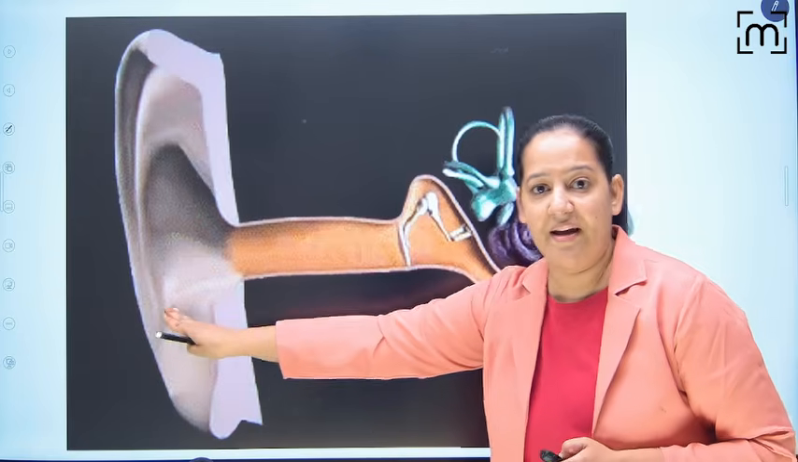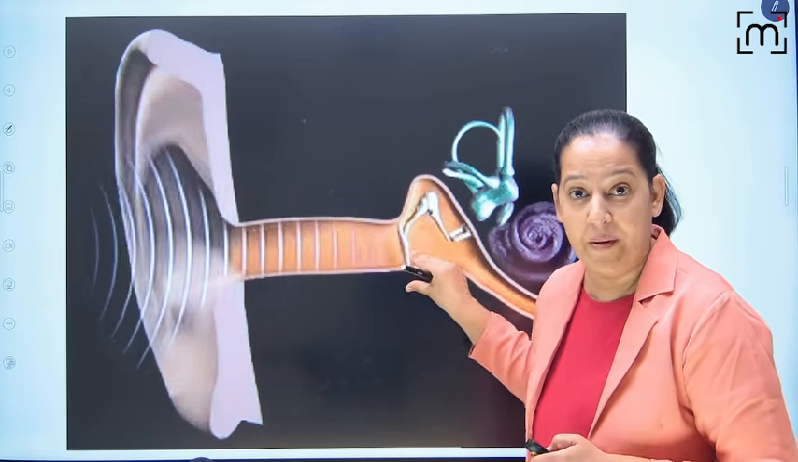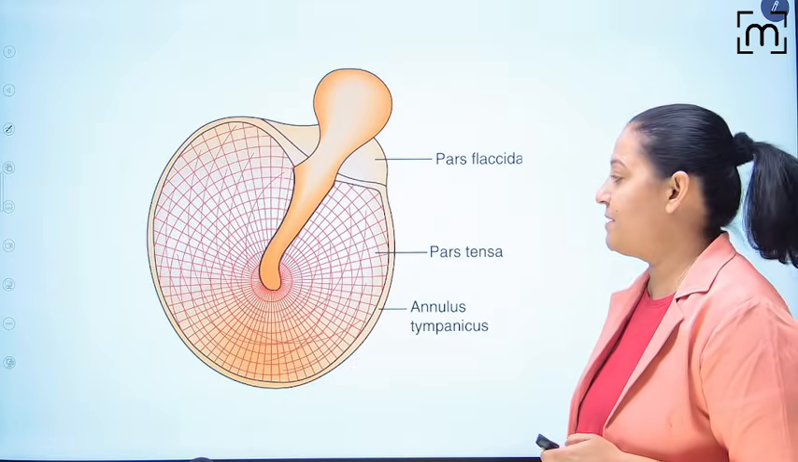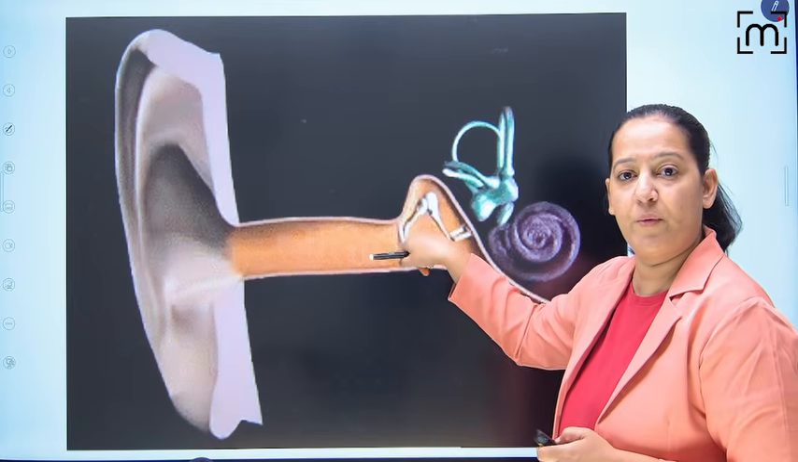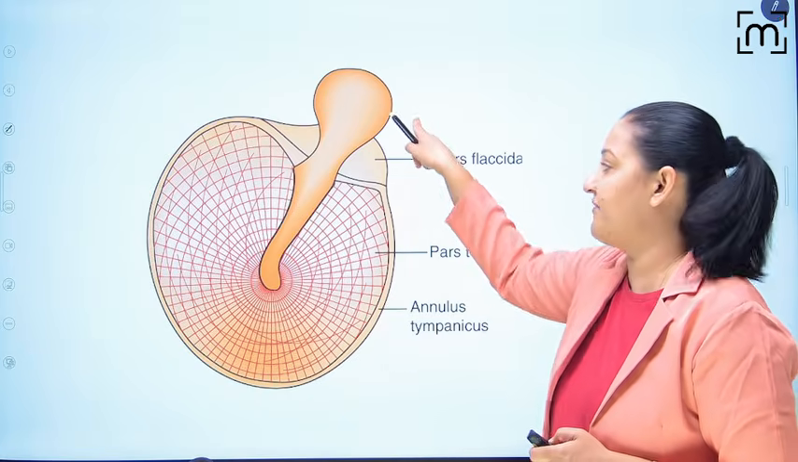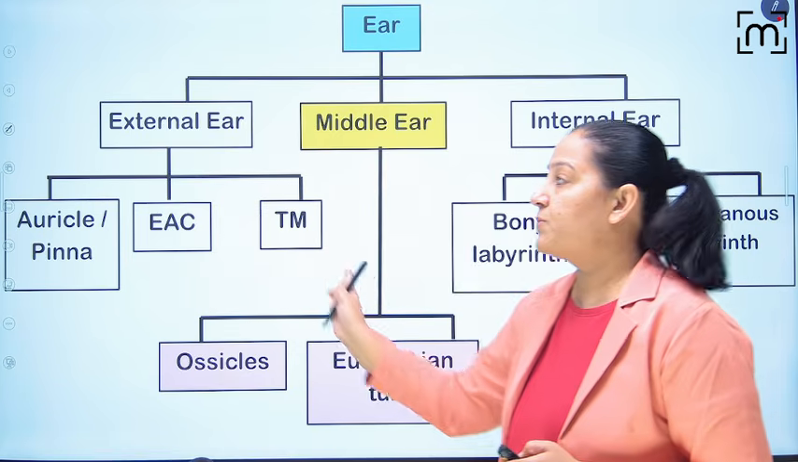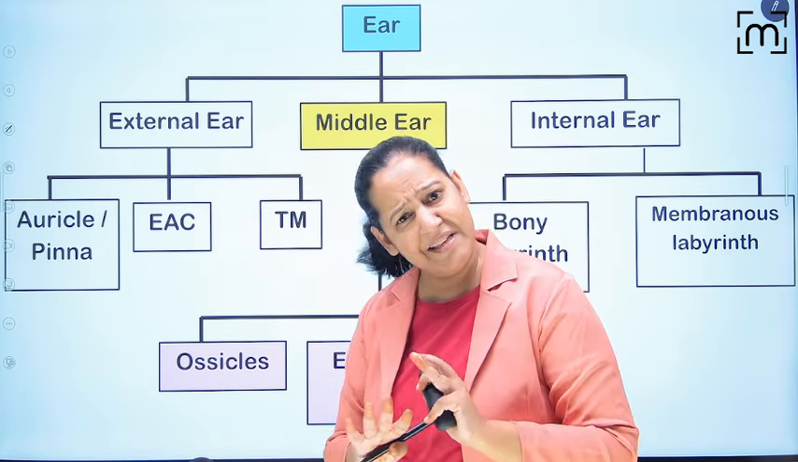It connects the pinna with the middle ear. So it's a tube, the external auditory canal. And the third is the tympanic membrane. You can appreciate the tympanic membrane over here. It has 2 portions, pars flaccida and pars tensa. So this was the external ear. We have seen the details yesterday.